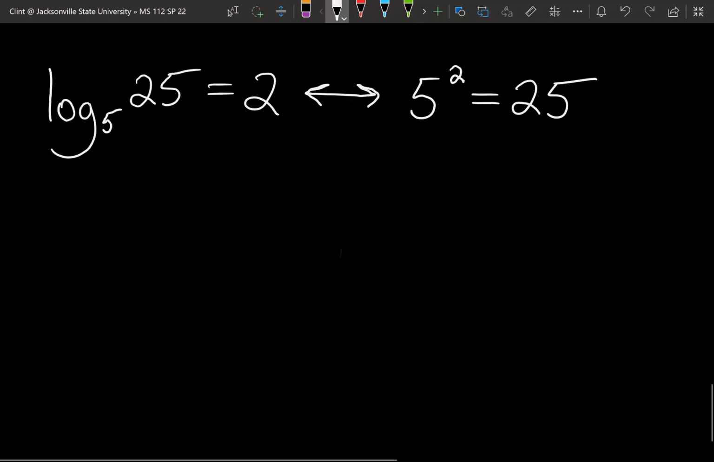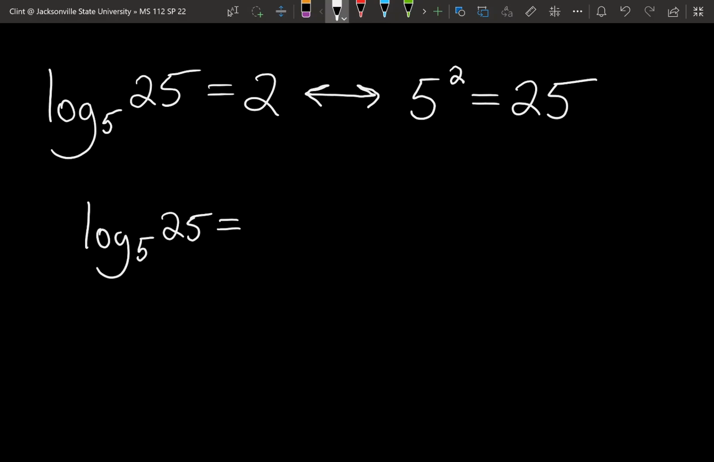And one way that comes in handy, so maybe if you're trying to figure out log base 5 of 25 equals something, you can put a variable there and then change it to exponential form. To do that, we'll have 5 to the x power equals 25, and then sometimes it's easier to figure out what the power would have to be looking at it that way. So there, x would need to be 2. We want 5 squared. Okay.